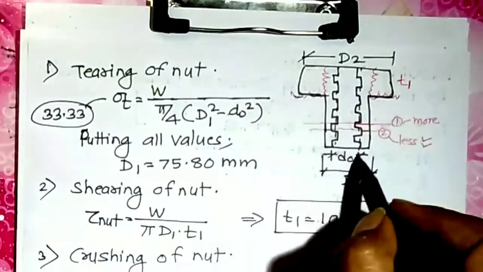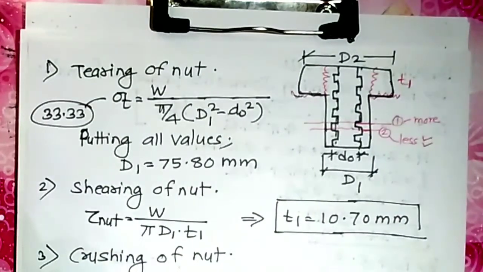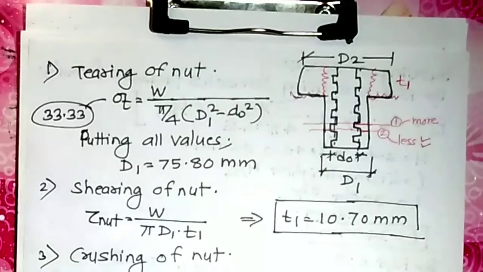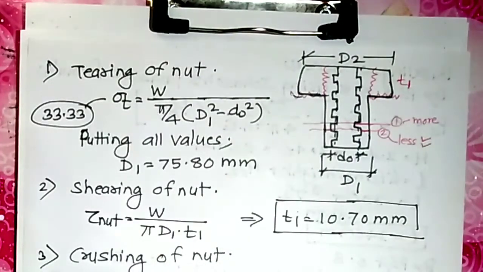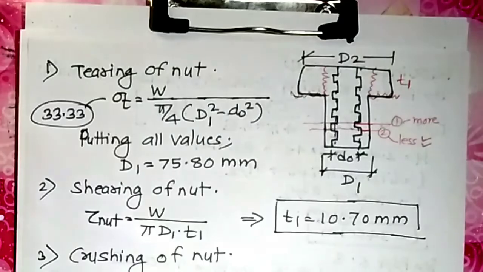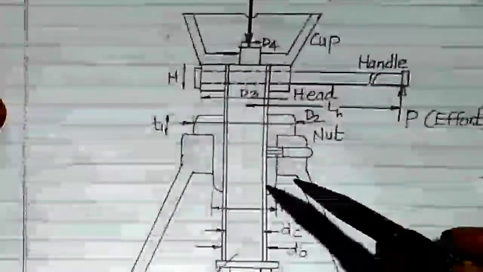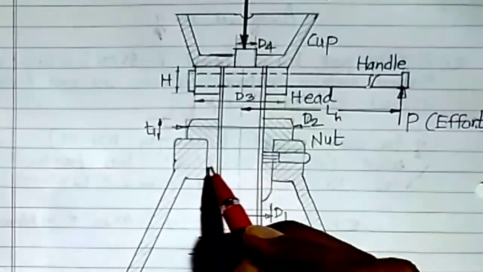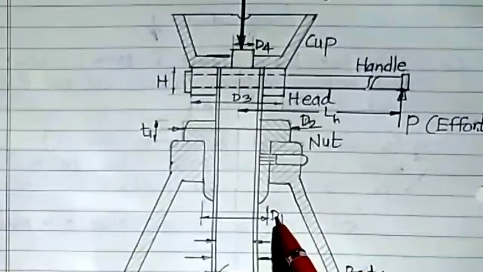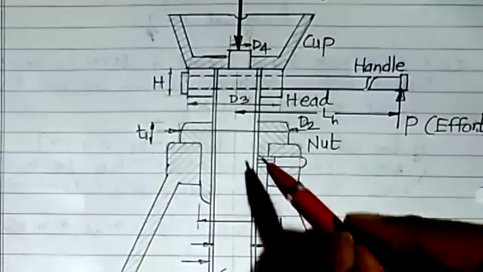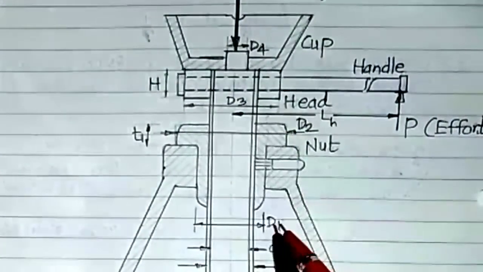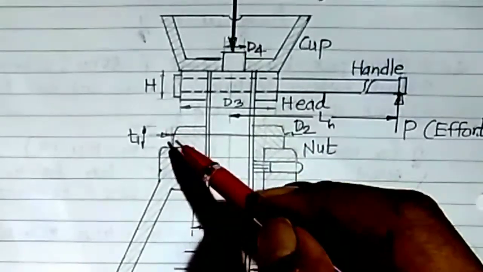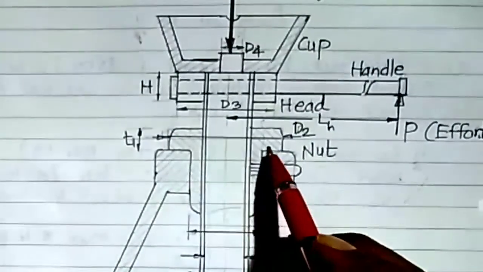Now crushing failure of nut. The crushing will happen at head. The dimensions would be D1 and D2. These two will be considered for crushing. So here it is shown. So the area resisting failure is pi by 4 D2 square minus D1 square. So as D1 is already known, we can calculate D2. D2 comes out to be 85.84 mm.